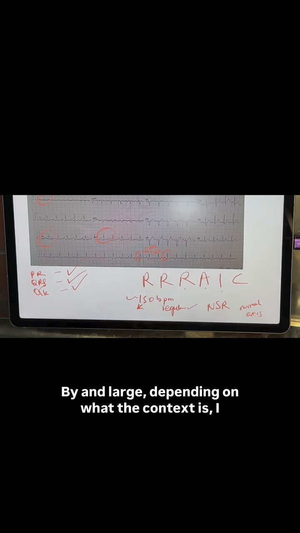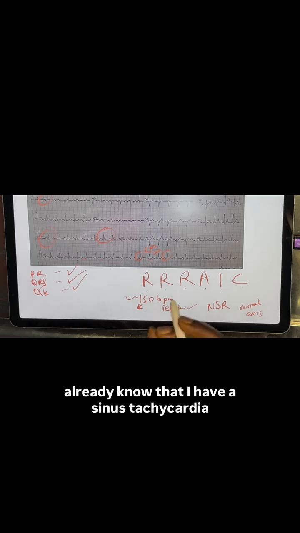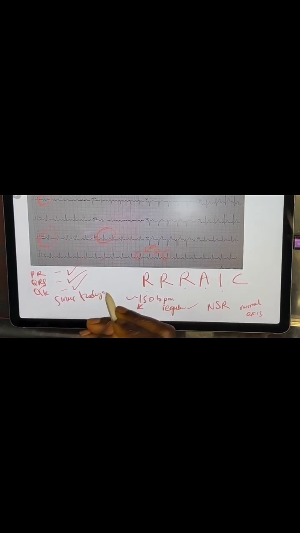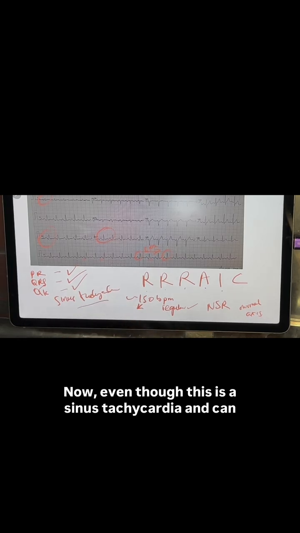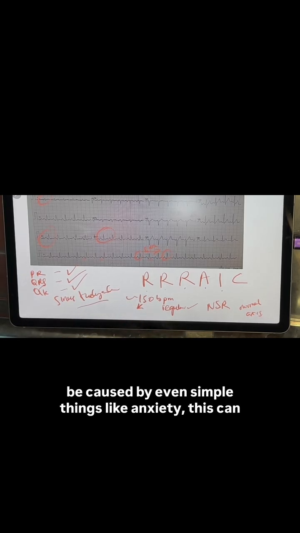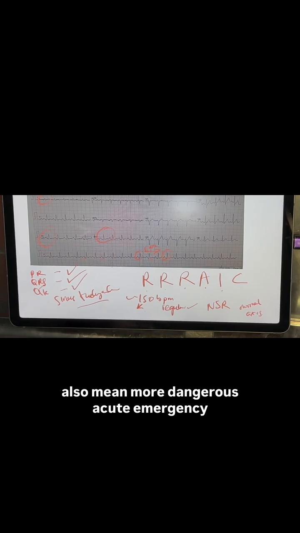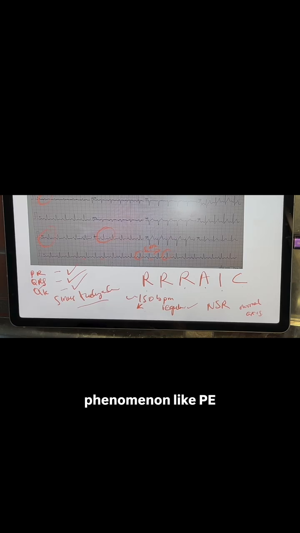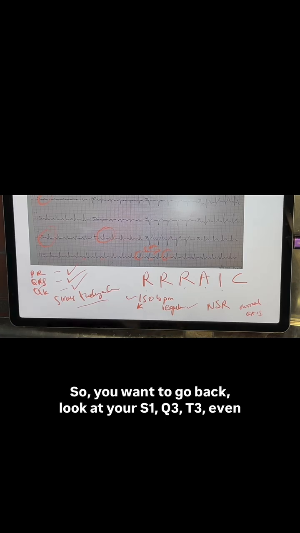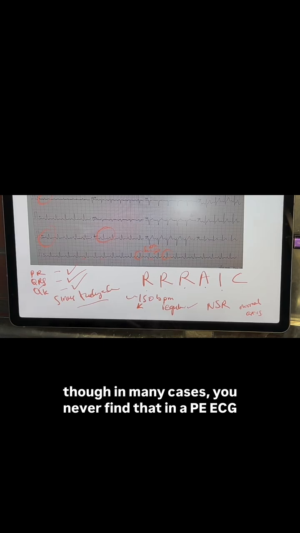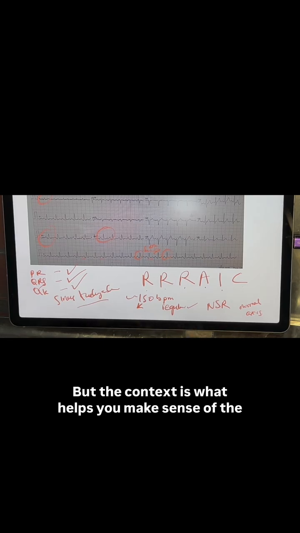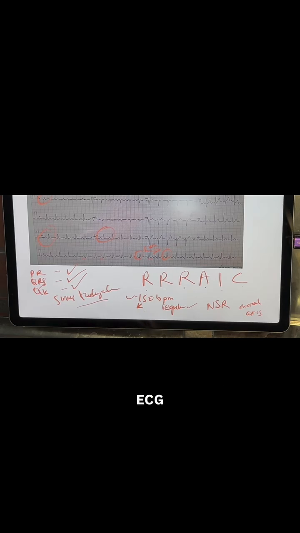By and large, depending on what the context is, I already know that I have a sinus tachycardia. Even though this is a sinus tachycardia and can be caused by even simple things like anxiety, this can also mean more dangerous acute emergency phenomenon like PE. So you want to go back, look at your S1Q3T3, even though in many cases you never find that in a PE ECG. But context is what helps you make sense of the ECG.